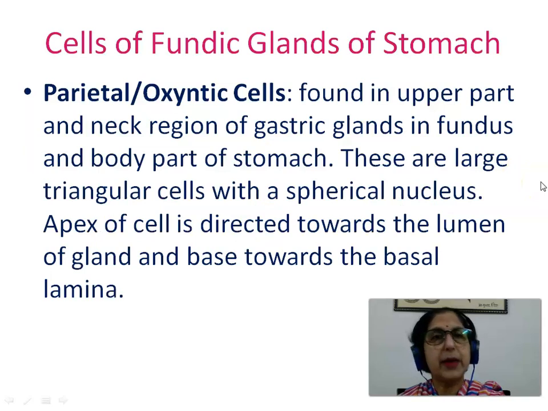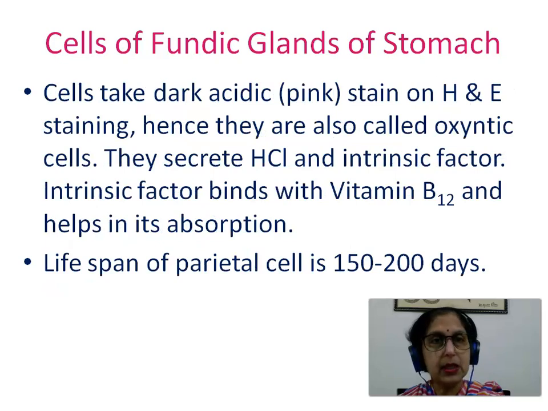Next we study the parietal or the oxyntic cells. These are found in the upper part or neck region of the gastric gland in the fundus and body part of the stomach. These are large triangular cells with a spherical nucleus in the center. The apex of the cell is directed towards the lumen of the gland and the base lies towards the basal lamina. Cells take a dark acidic or pink stain on H&E staining, hence they are also called the oxyntic cells. They secrete HCl and intrinsic factor. Intrinsic factor binds with vitamin B12 and helps in its absorption. Lifespan of the parietal cell is 150 to 200 days.